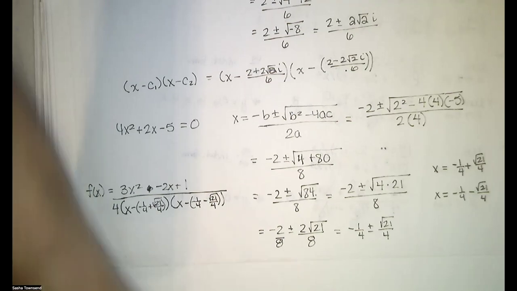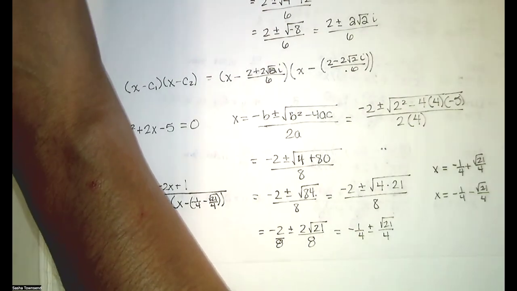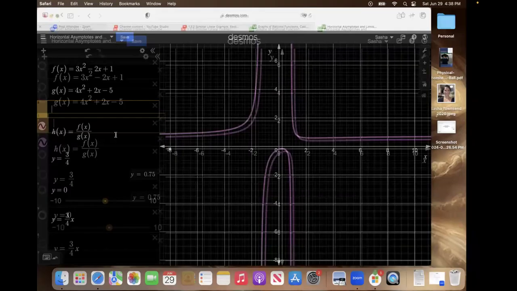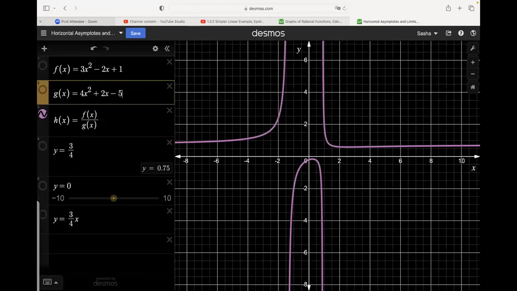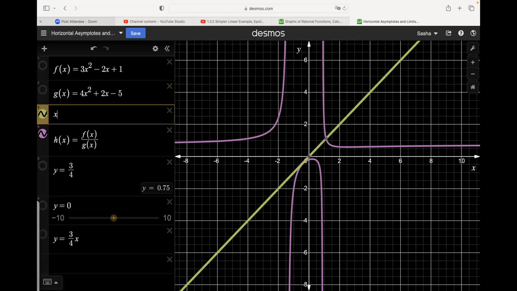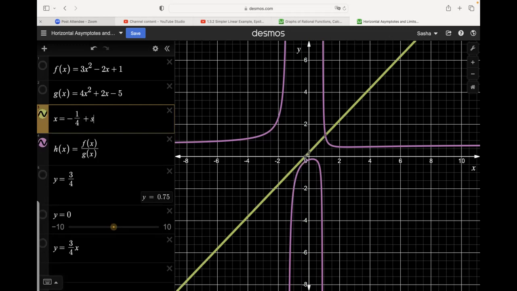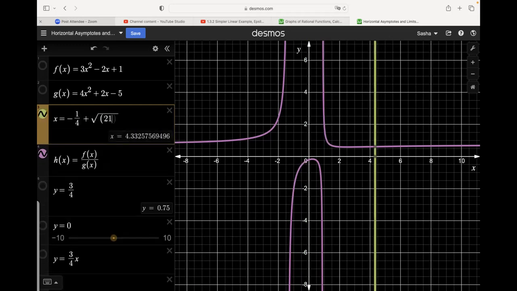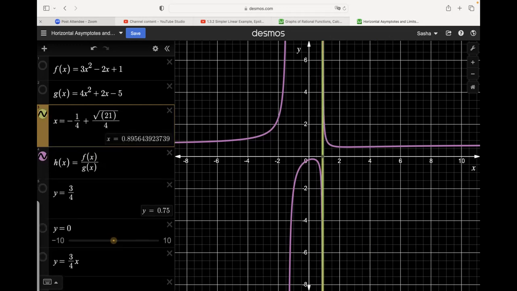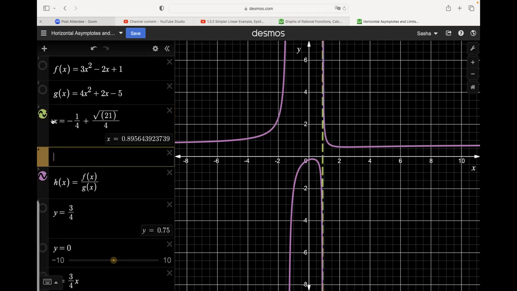So to see that, let's look at the graph on decimos.com again. Okay, so we said x equals negative 1/4 plus square root of 21 over 4. It's one of our asymptotes. I like to make it dotted. And then the other one's gonna look just like it, except we're gonna have a minus there. These are just the roots of the denominator.